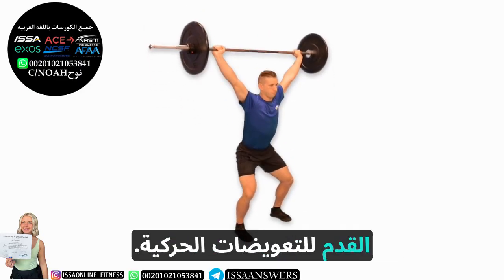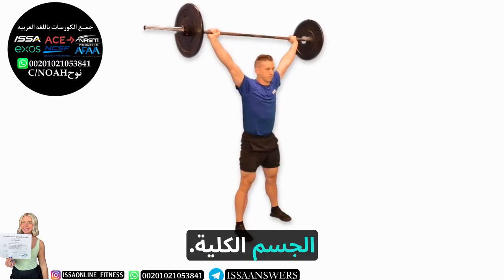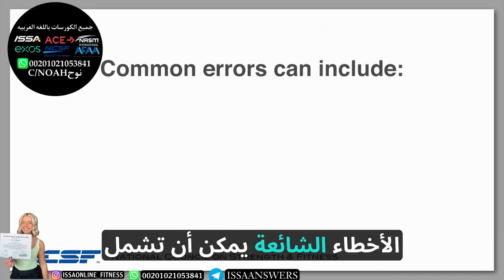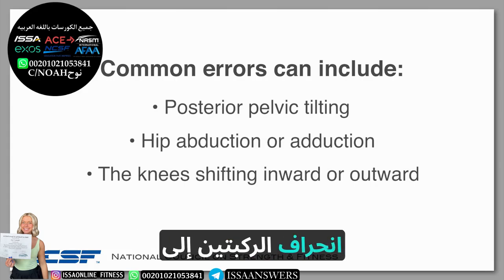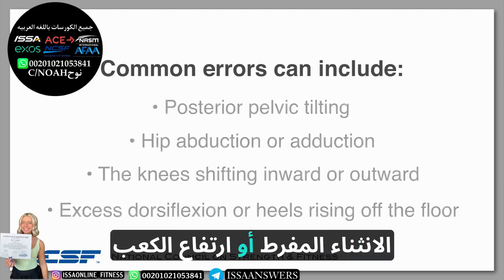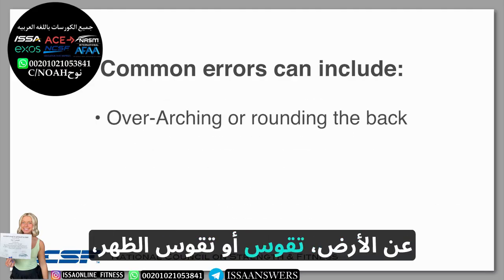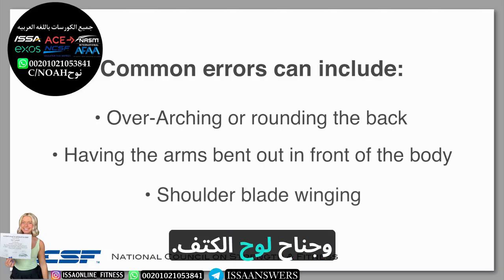assessed head to toe for movement compensations. This is a useful assessment of total body mobility. Common errors can include posterior pelvic tilting, hip abduction or adduction, the knees shifting inward or outward, excessive dorsiflexion where the heels rise off the floor, overarching or rounding the back, having the arms bent out in front of the body, and shoulder blade winging.